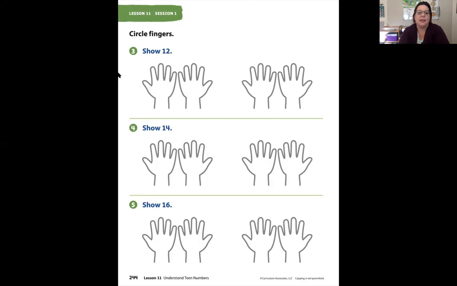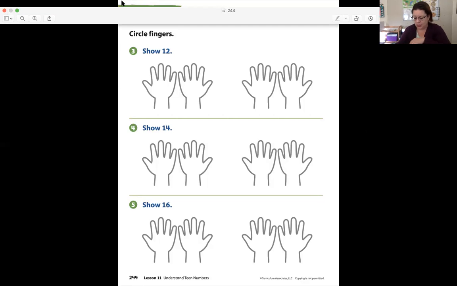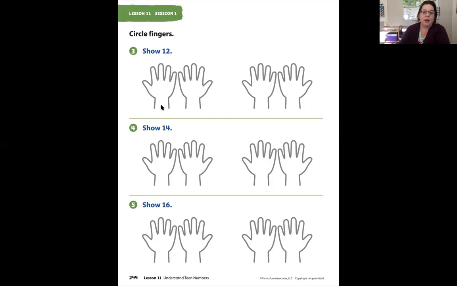We're on lesson 11, session 1, page 244. And the first problem here says show 12. So if I'm going to show 12, let me make sure I have my pen. I do. Okay. I can look at the number 12 by writing the number 12 at the top.